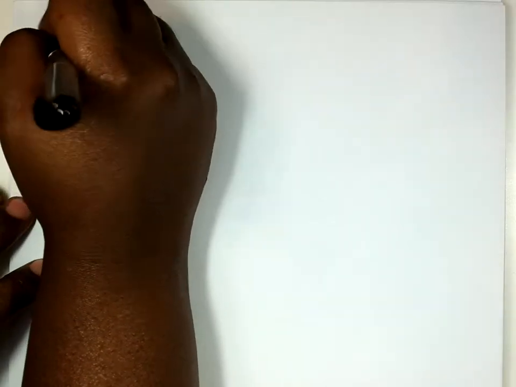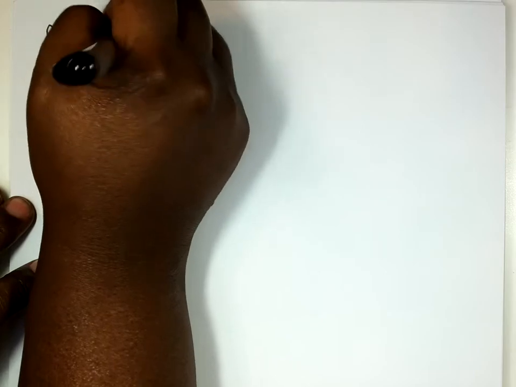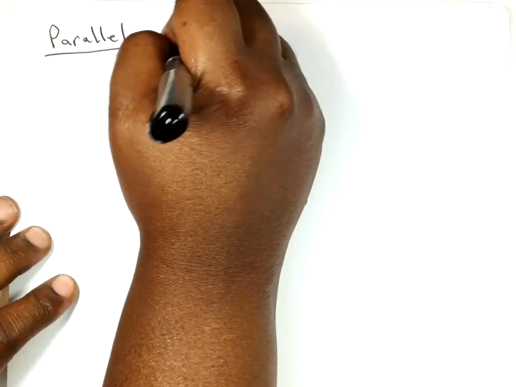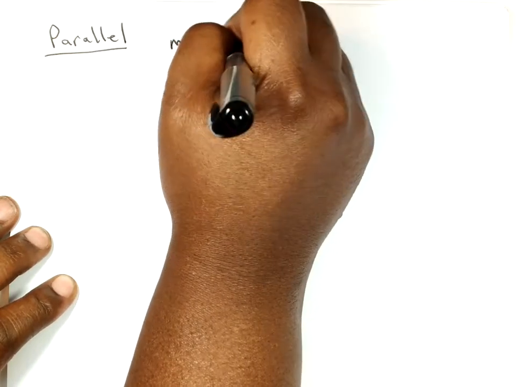Some basic principles. We can tell if lines are parallel if their slopes are exactly the same.